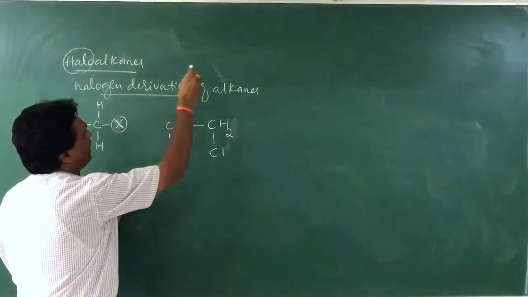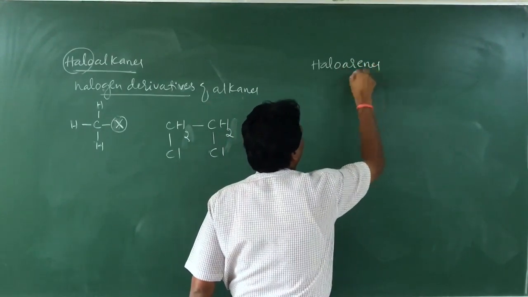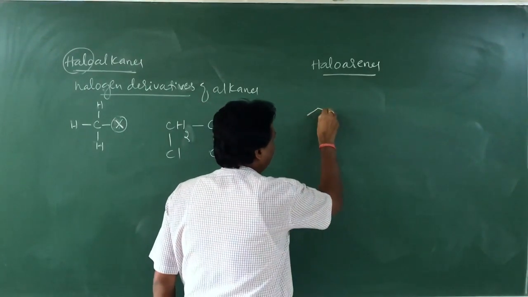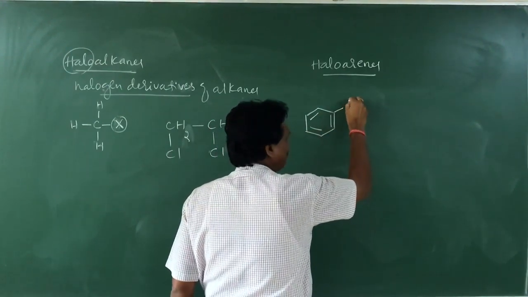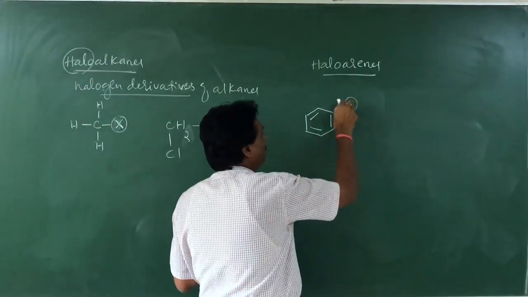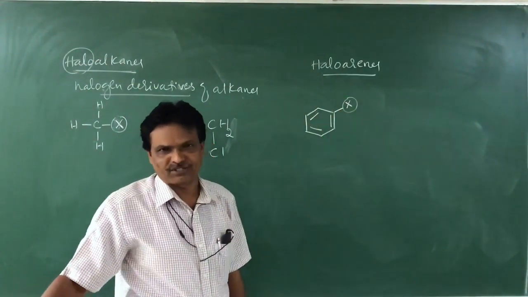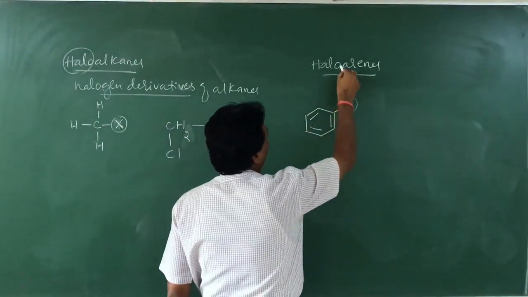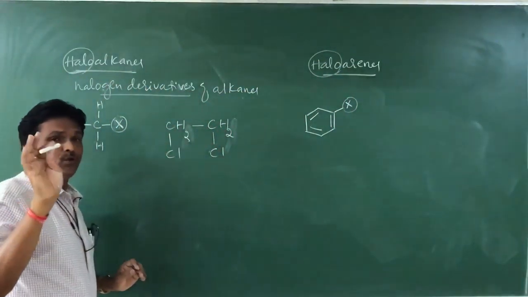Then what are haloarenes? Arenes means benzene. So if one of the hydrogen atoms of benzene is replaced by a halogen, this is haloarene. These are the aromatic halogen compounds. Halo is the prefix used for halogen.